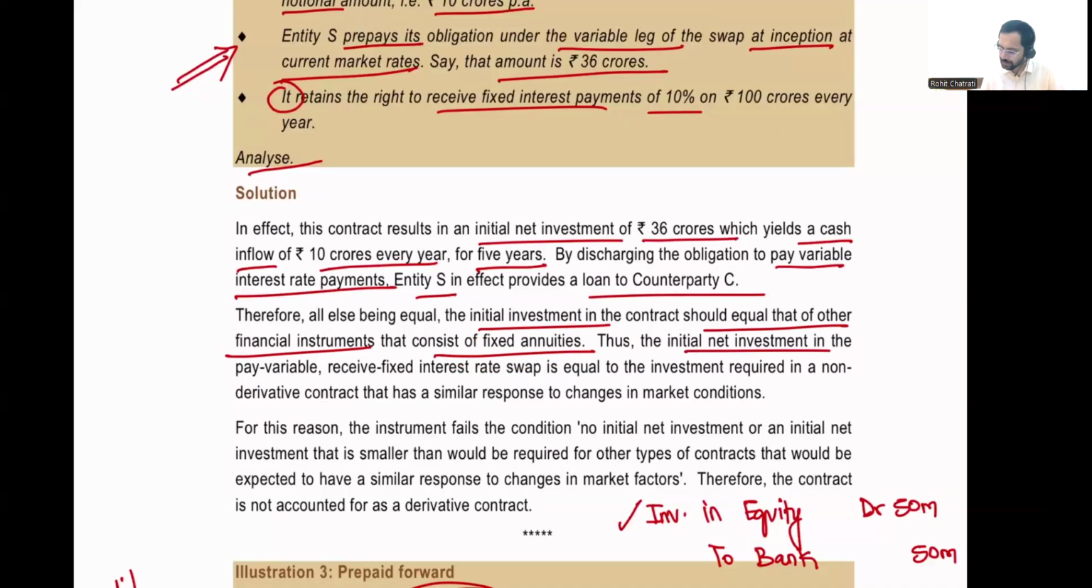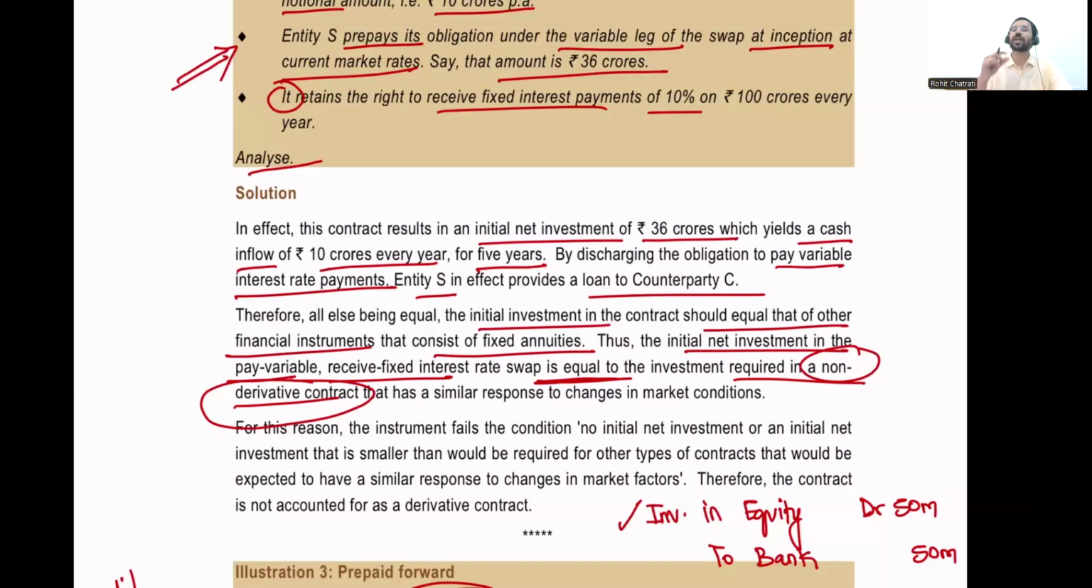Thus, the initial net investment in the pay variable receive fixed interest rate swap is equal to the investment required in a non-derivative contract. What it is stating is, ideally, for you to purchase a similar position in the spot market, in the non-derivative market, you would actually have an outflow of 36 crores only. It is stating the initial net investment in the derivative contract, in the interest rate swap, would be equal to the investment that you require in the spot market. To purchase a fixed annuity, you would have actually had an outflow of 36 crores. Under this interest rate swap, also you have an outflow of 36 crores.